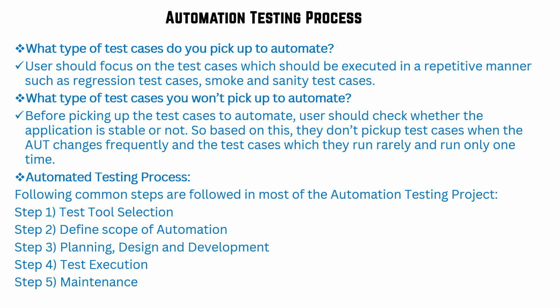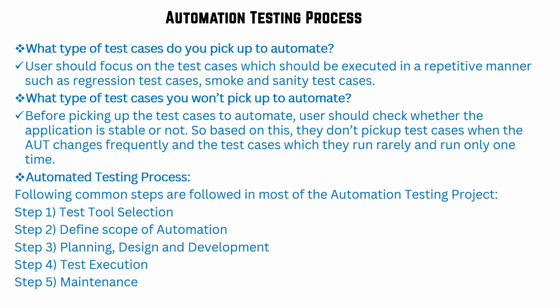What type of test cases should users not pick up to automate? Before picking up test cases to automate, users should check whether the application is stable or not. Based on this, they should not pick up test cases when the AUT, or application under test, changes frequently, test cases which are run rarely, and test cases which are very complex in nature. If you automate those, it might take more time than functional testing. So those are the areas users can consider not automating, unless there is a hard and fast rule that you have to automate everything.